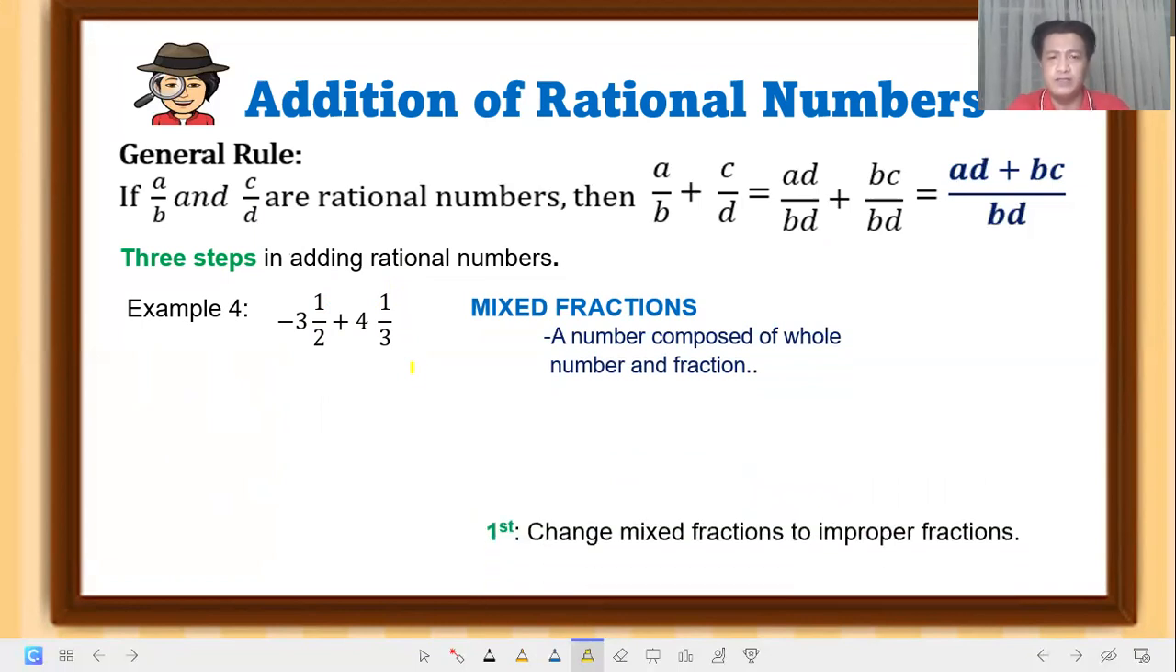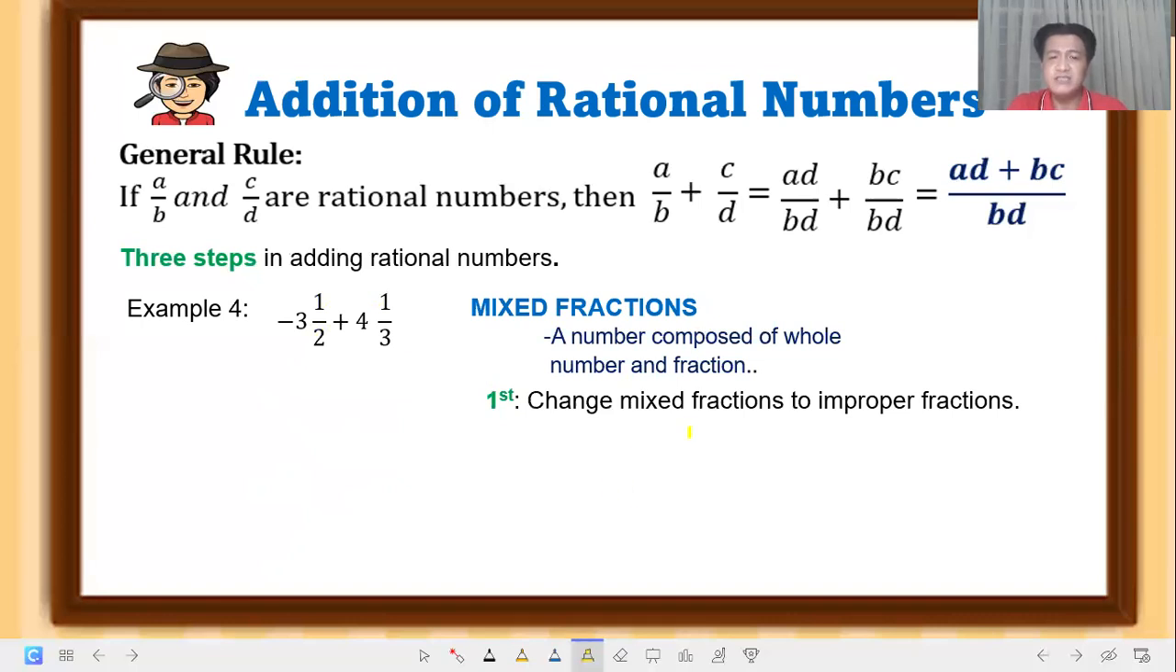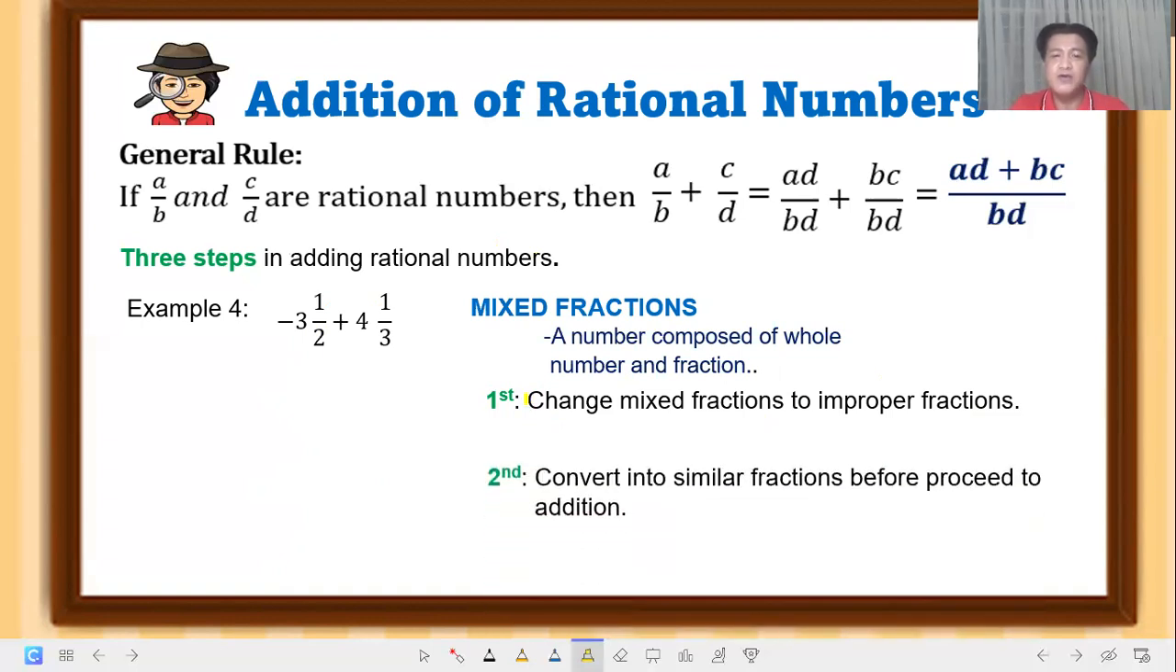You have to convert. Yun yung step 1 natin, no? Change mixed fraction to improper fraction. How are we going to do that? Okay, later on. So step 2 muna tayo, convert into similar fractions before we proceed to step 3, addition, and last, simplify the fraction if needed. Okay, convert muna natin, di ba?